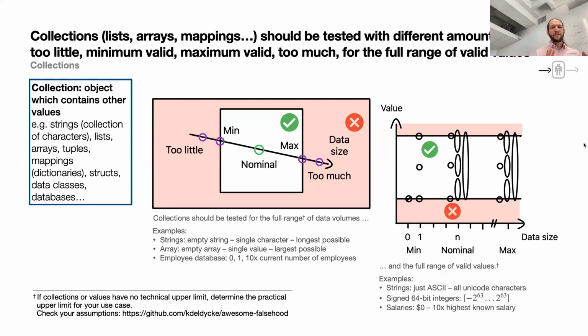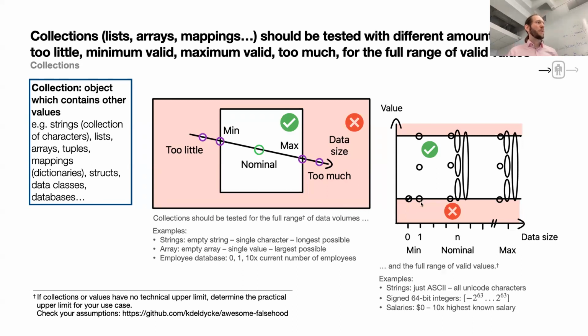Okay, so we've looked at the data volume. What about the full range of valid values? For each of those tests that we just talked about, from the smallest to the largest, you also need to look at what the data values are that you're putting in. So let's start with the minimum case. Maybe you've got 0 values that you're putting into your collection, then it's just going to be empty. There's nothing to test here.